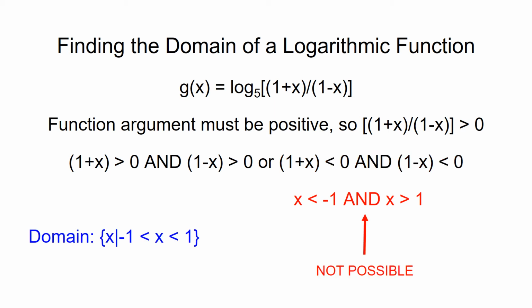So that means, since it's not possible, the only valid domain is the one that's given by the constraints that were originally listed in blue on the left, where both the numerator and the denominator are positive. And that domain corresponds to x such that x is between minus 1 and 1.